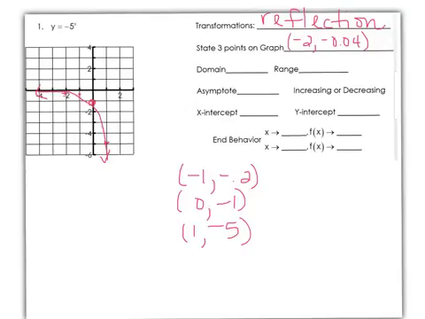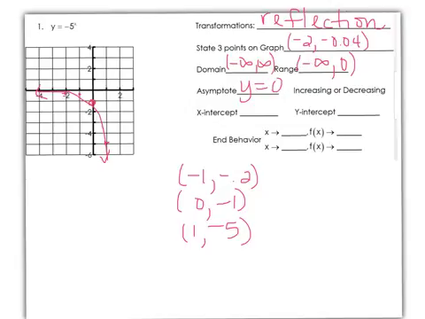Next, let us state the domain and range. Of course, our domain is all real numbers. And remember, when we find our range, we need to look for our k, and our k is 0. And we need to check to see if our a is positive or negative. Our a is negative. So our range is from -infinity to 0. Our asymptote is y equals k, so our asymptote is y equals 0.